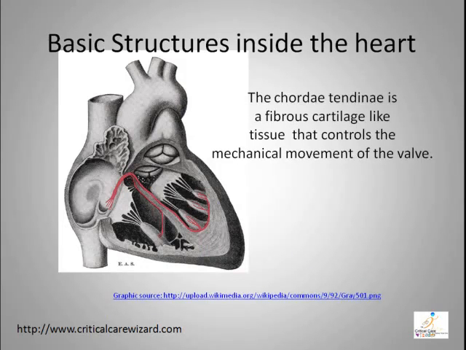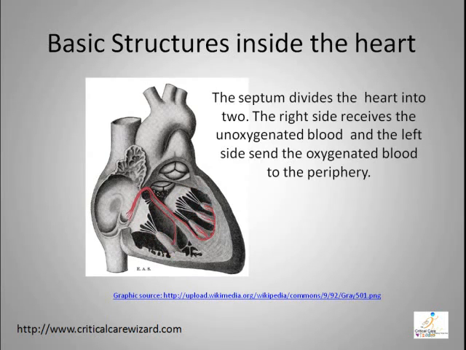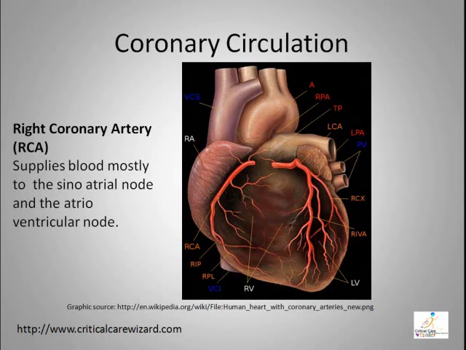The structures that support your heart valve are called the chordae tendineae, a fibrous cartilage-like tissue that controls the mechanical movement of the valve. The heart structures, however, that suspend the chordae tendineae are called papillary muscles. The septum divides the heart into two. The right side receives the unoxygenated blood, and the left side sends the oxygenated blood to the periphery.